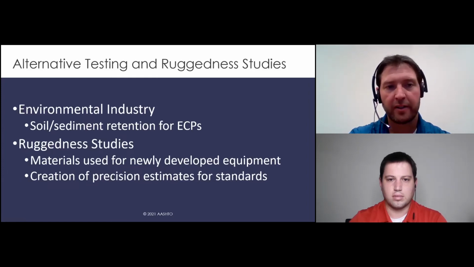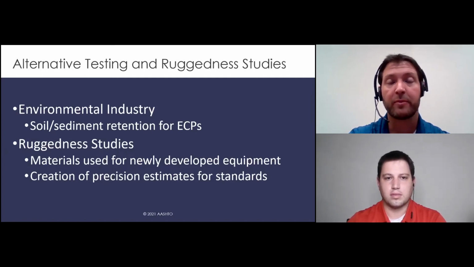And also things like ruggedness studies. We've had several new pieces of equipment come into the industry within the realm of asphalt testing, and we have sent hundreds of cans of asphalt to different laboratories, different pieces of equipment. Same thing with some of the newer test methods in asphalt mixtures with things like the automated extraction device. We were part of a ruggedness study where we provided the material for that. And there was also an ASTM study a few years ago where we provided our coarse aggregate material for the flat and elongated test with the proportional caliper.